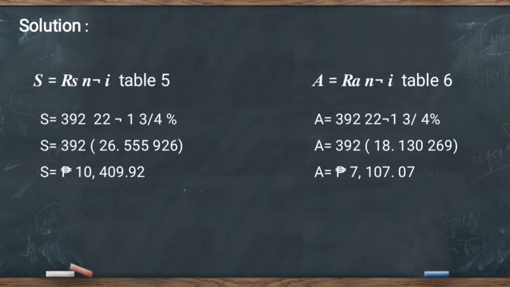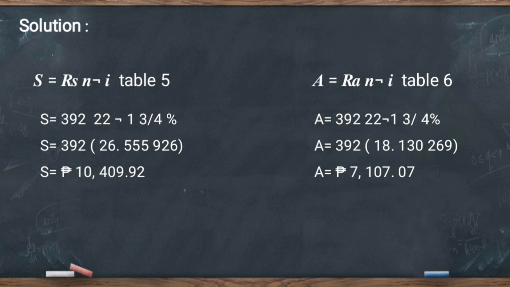Since we're done computing for the sum of the amount of ordinary annuity, let us then compute for the present value of ordinary annuity using the formula A is equals to R A angle n and i using table 6 of table of compounds. But before we proceed, take note that we are going to use the same given. The only difference is the table that we are going to use in identifying the equivalent value of our A angle n and i. Let us then substitute the values.